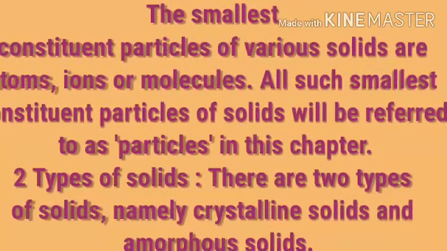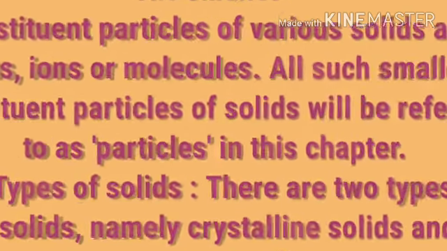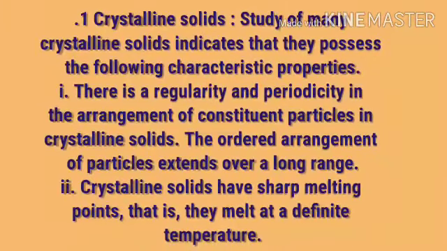Now we will see types of solids. There are two types of solids, namely crystalline solids and amorphous solids. So the characteristics of each one we will see one by one. First, crystalline solids. Study of many crystalline solids indicates that they possess the following characteristic properties.